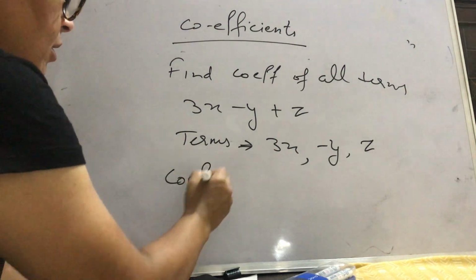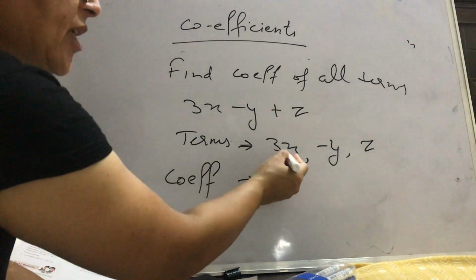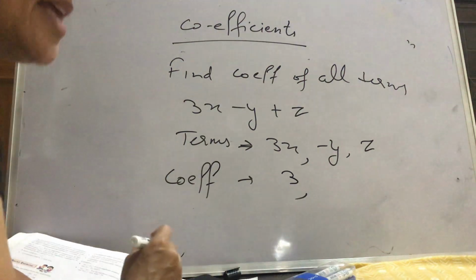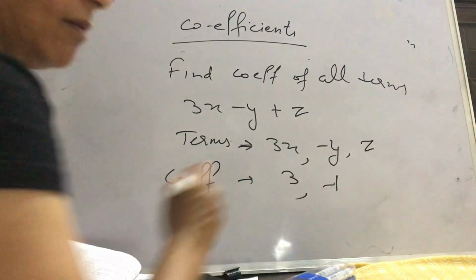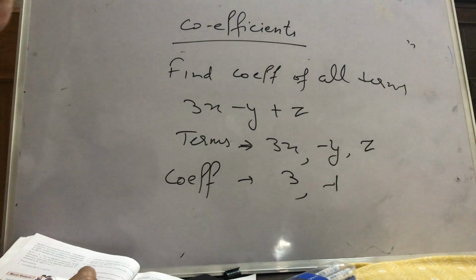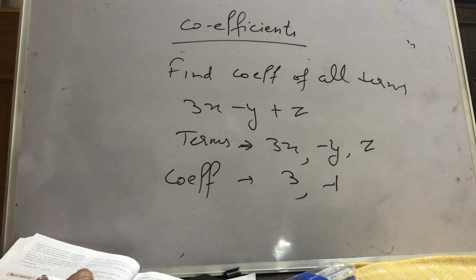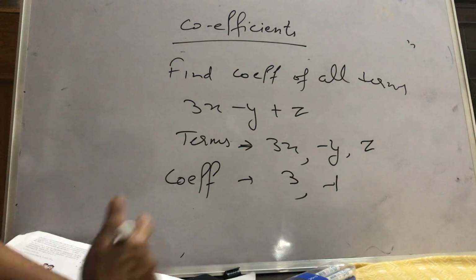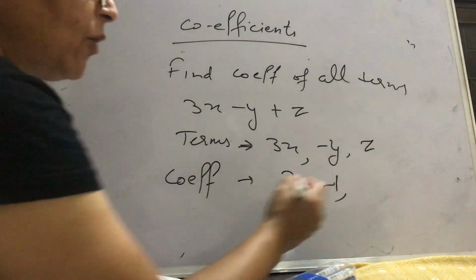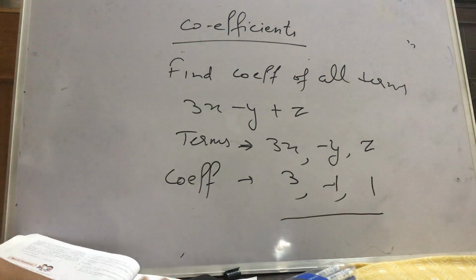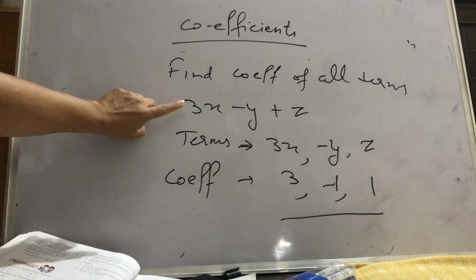Now, coefficients. The first term coefficient is 3. The second term coefficient will not be only minus, that will be minus 1. If there is no number written with a variable, that means it is 1. So here the numerical coefficient will be minus 1 and the numerical coefficient of z will be 1. These are the three numerical coefficients of this expression.